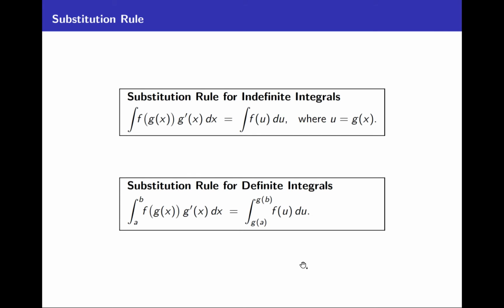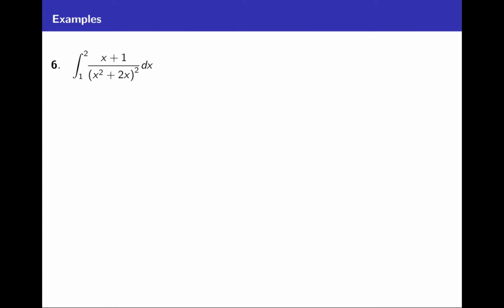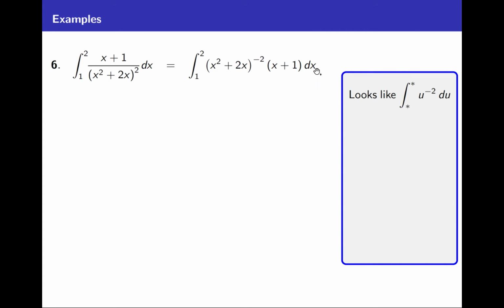So let's work a few examples of that substitution rule for definite integrals. We'll start with this one, the integral from 1 to 2 of x plus 1 over x squared plus 2x, whole thing squared, dx. Let's simplify that by bringing that power of 2 on the bottom up as a negative power. So we get the integral from 1 to 2 of x squared plus 2x to the power of minus 2 times x plus 1 dx. And let's think about our substitution.